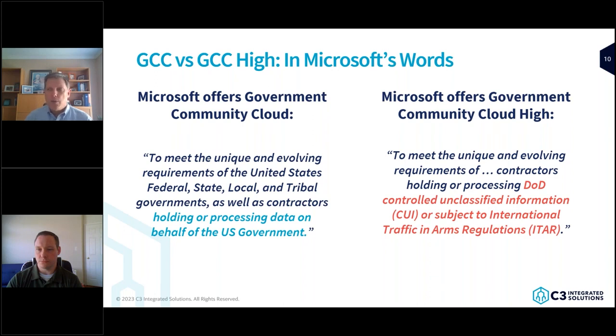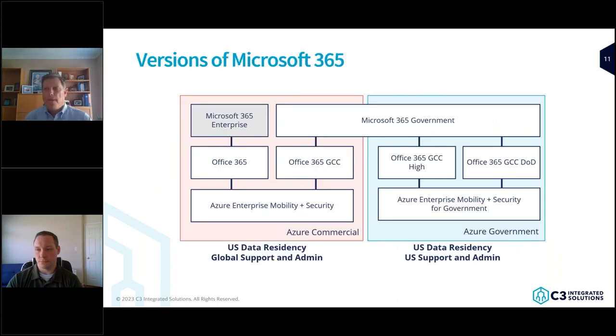GCC High was actually custom built for DoD as well as DoD contractors holding or processing controlled unclassified information, or data that might be subject to ITAR. So what does this mean? When we look at the different versions of Microsoft 365, we usually use this chart to illustrate it because it graphically shows where different versions live and what the relevancy is to each one of those versions. Now, if we start in the top left-hand corner with Microsoft Enterprise, that's the worldwide version or the commercial version of Microsoft 365.